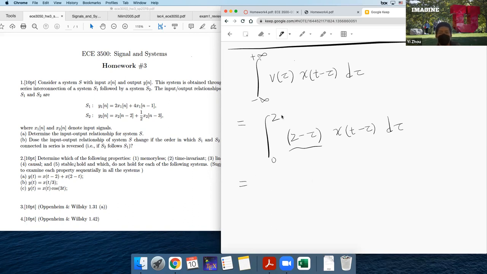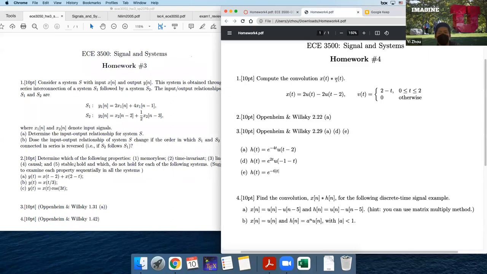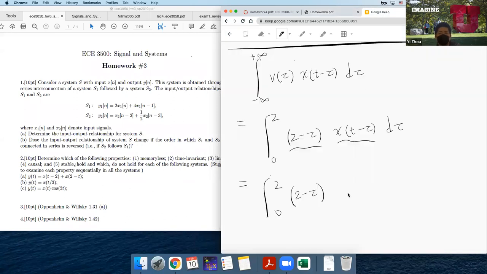And then this becomes much simpler. And then I just need to substitute the x part. So it's 2 u t minus 2, u t minus 2 is 2.